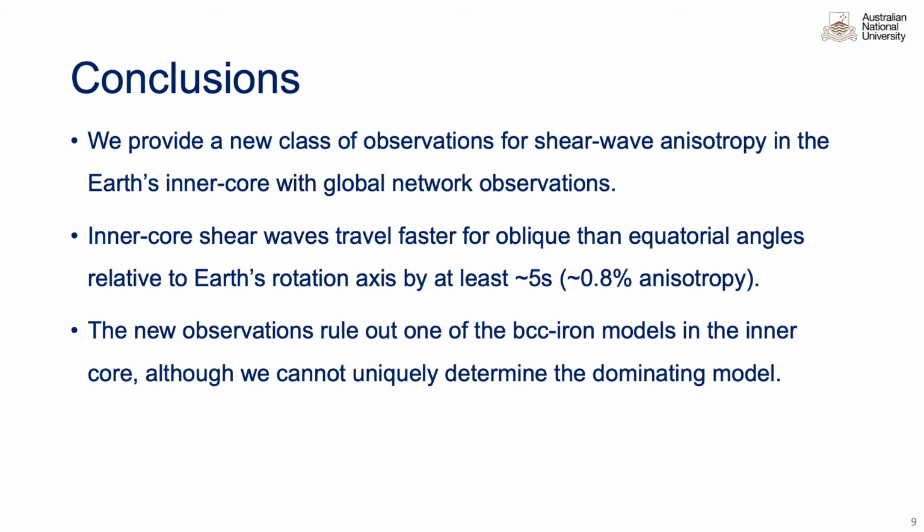To conclude, we provide a new class of observations for shear wave anisotropy inside the Earth's inner core with global network observations. We obtained the anisotropy properties for its strength and its alignment. And with this new observation, we can rule out one iron crystal structure inside the inner core, although we can't uniquely determine the dominant model.